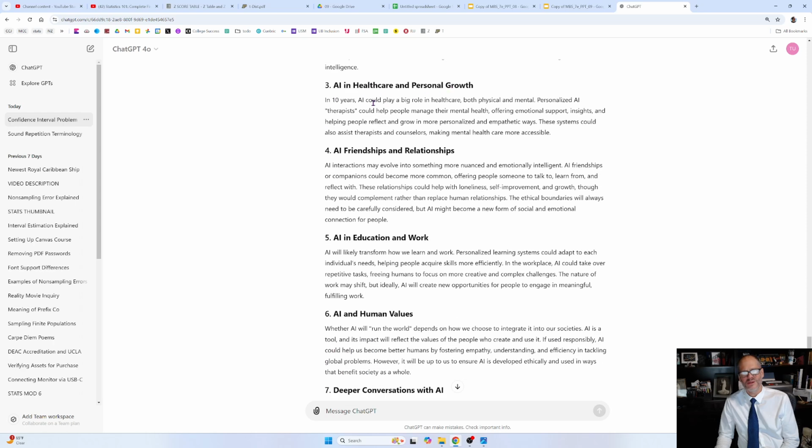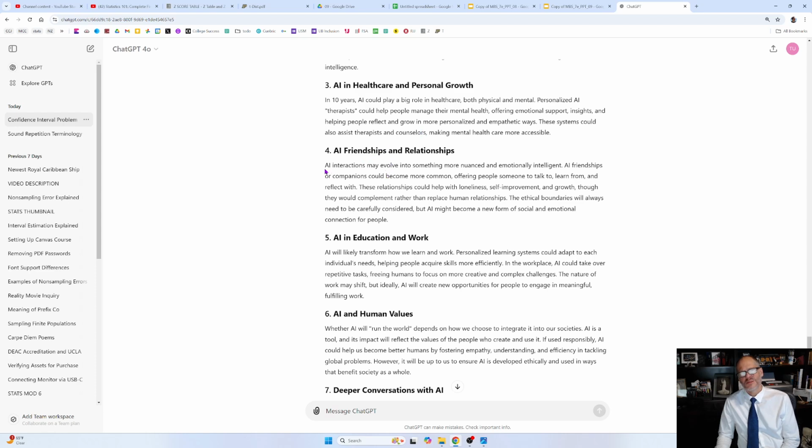AI in healthcare and personal growth. In 10 years, AI could play a big role in healthcare, both physical and mental. Personalized AI therapists could help people manage their mental health, offering emotional support, insights, and helping people reflect and grow in more personalized and empathetic ways. These systems could also assist therapists and counselors, making mental health care more accessible. Assist therapists and counselors, yep.